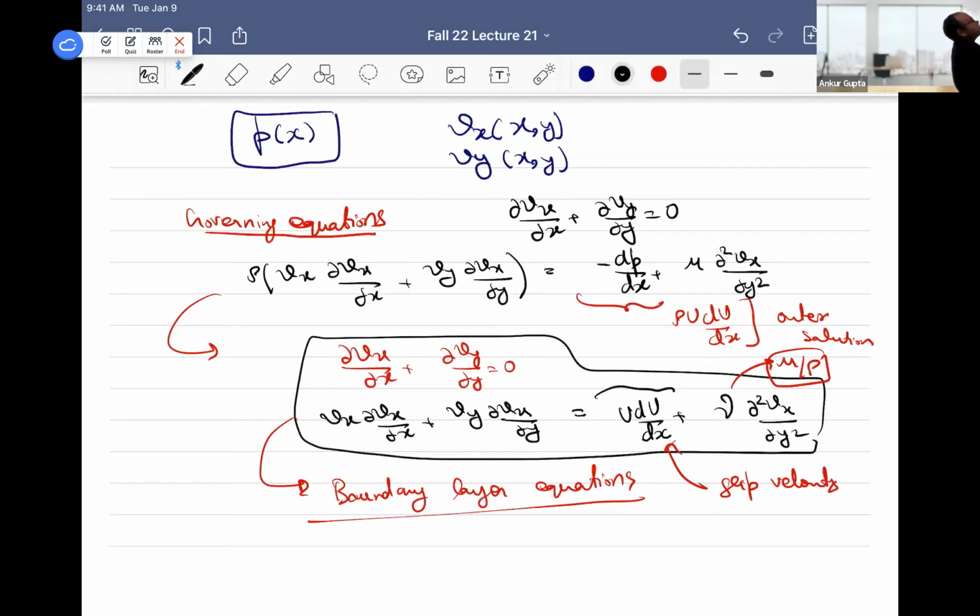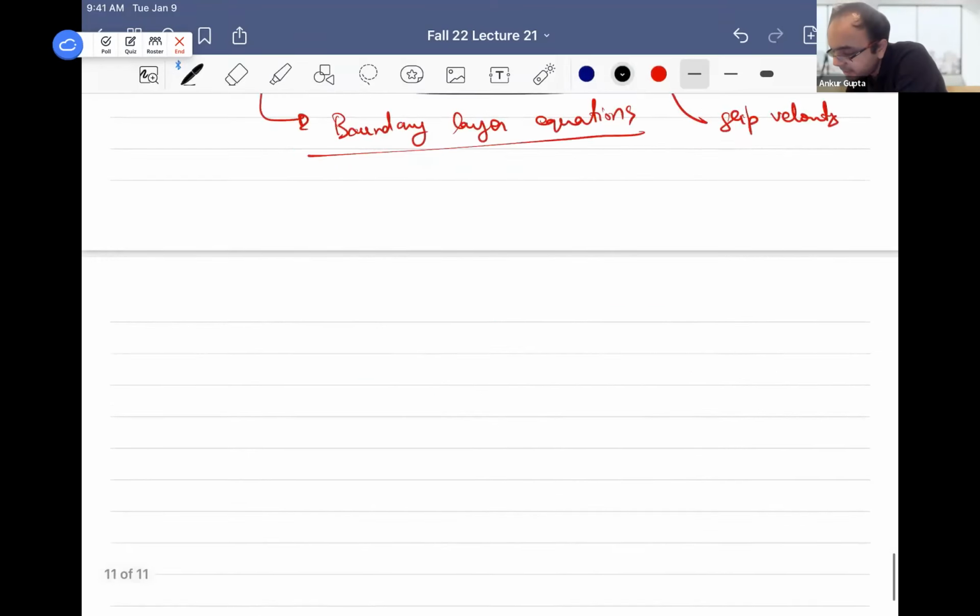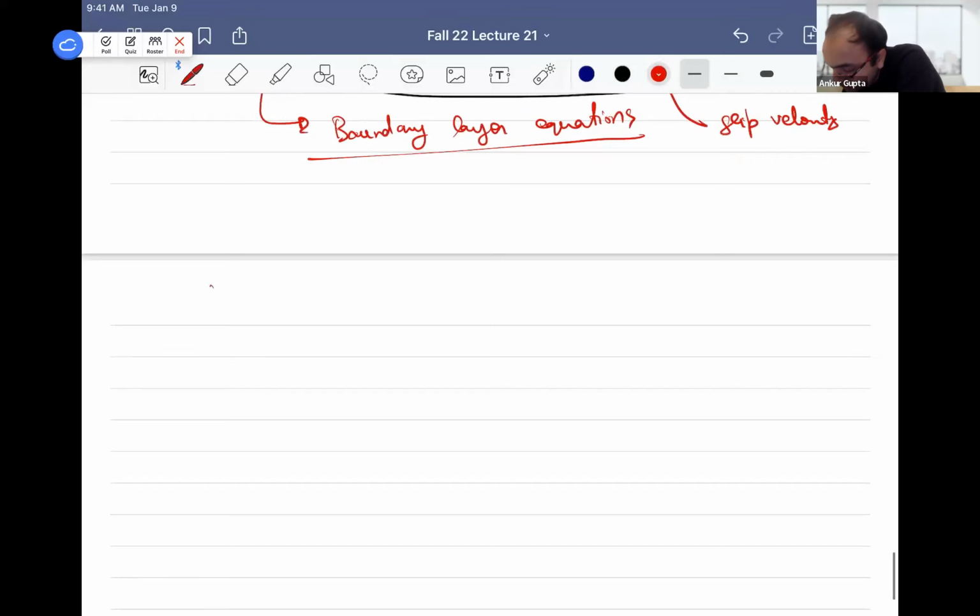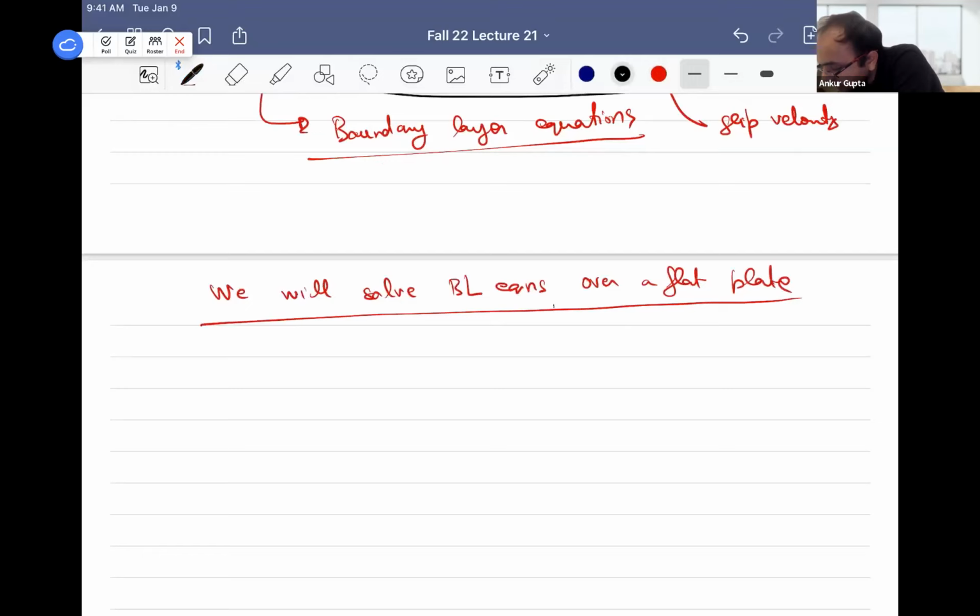So this is essentially what we will solve in the next lecture, but I want to end with something very interesting and fascinating. The next thing is basically we'll solve the boundary layer equations over a flat plate. And this solution is known as the Blasius solution. This is what we'll discuss next time and how to solve the equations we saw.